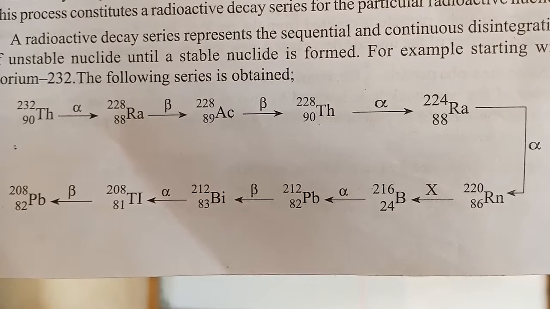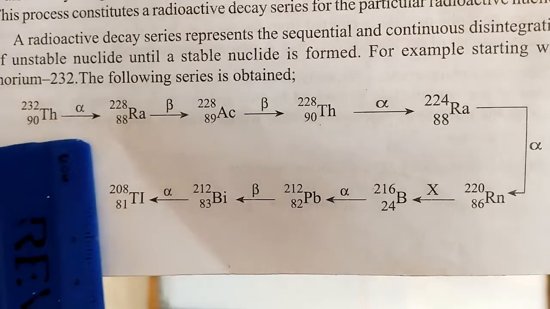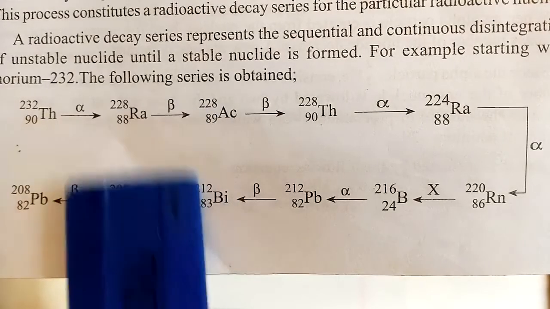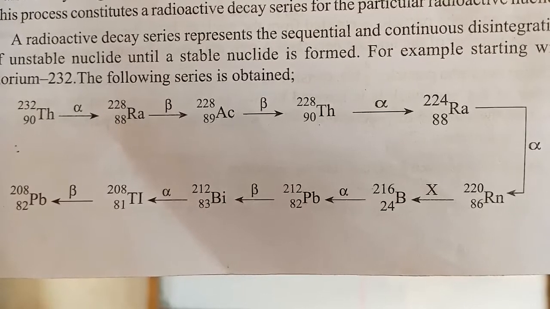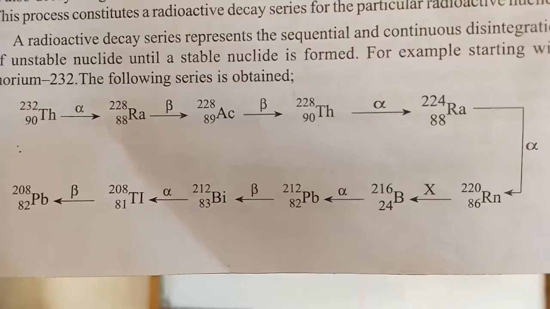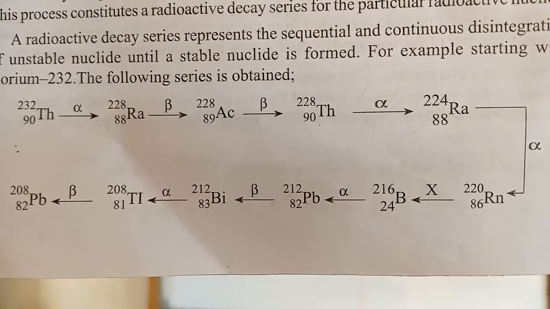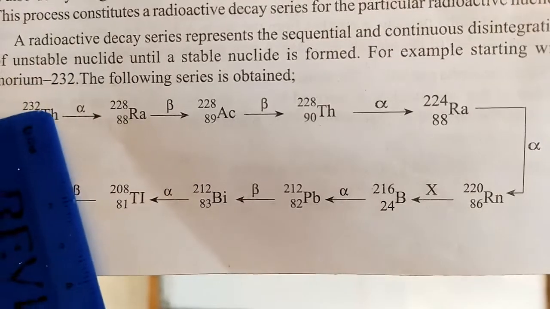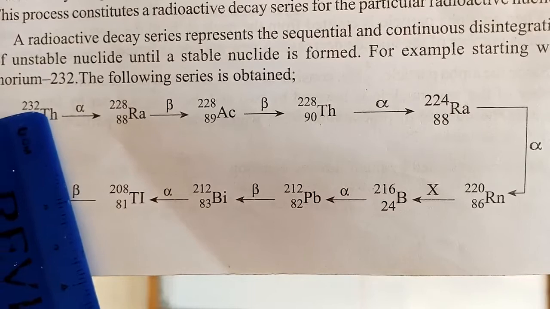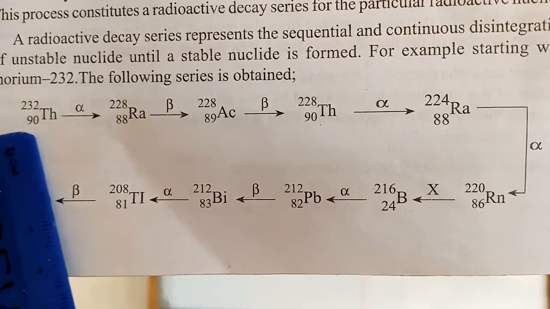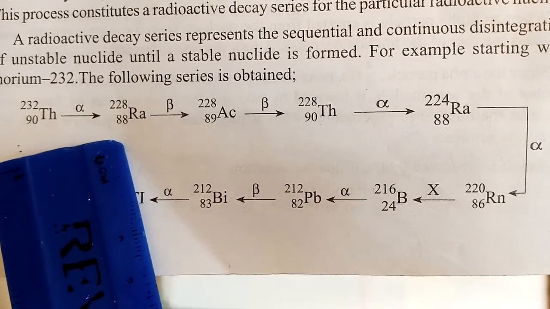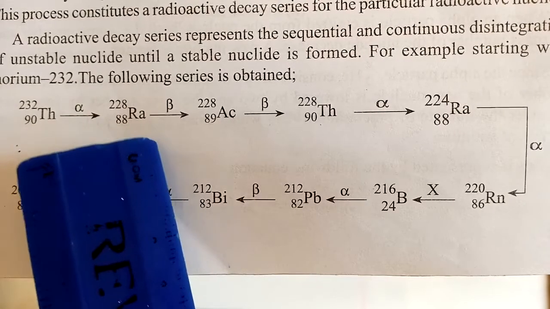Starting from this first element, thorium 232, it loses this particle there, that is what we call an alpha. If you remember, the effect of emitting alpha is that the mass number reduces by 4 and the atomic number by 2. That is why the mass number is reduced from 232 to 228, while the atomic number is reduced from 90 to 88, forming radium.